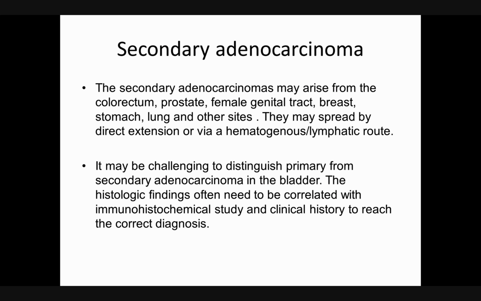Secondary adenocarcinomas may arise from the colorectum, prostate, female genital tract, breast, stomach, lungs, and other sites. They may spread by direct extension or by hematogenous or lymphatic route. It may be challenging to distinguish primary from secondary adenocarcinoma in the bladder. The histological findings often need to be correlated with the immunohistochemical study and the clinical history to reach the correct diagnosis.